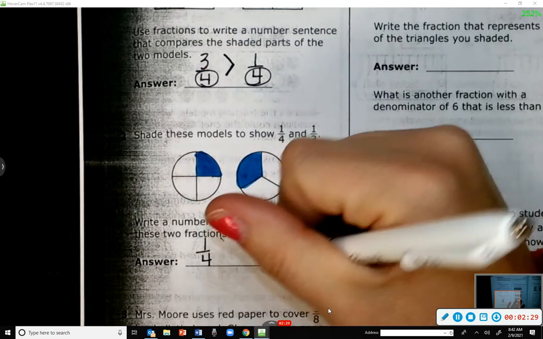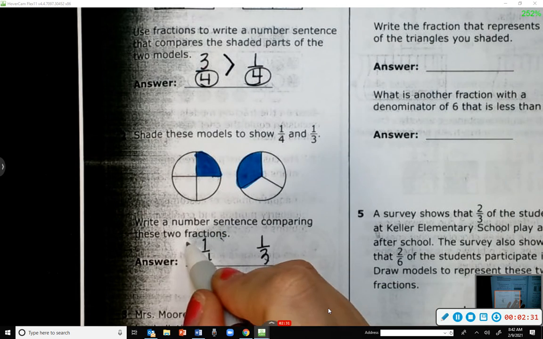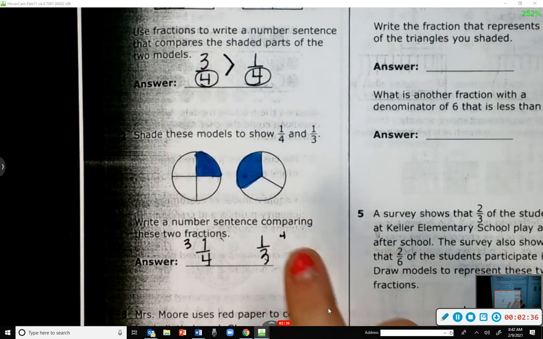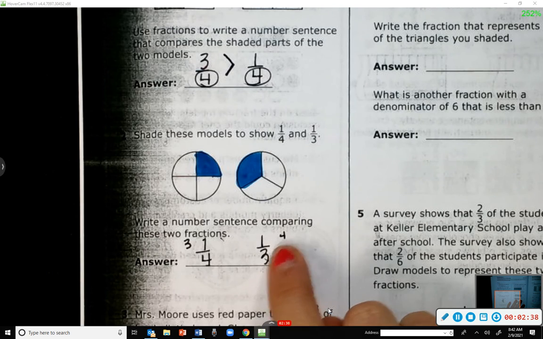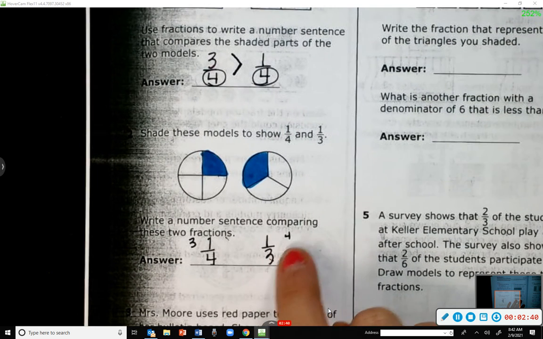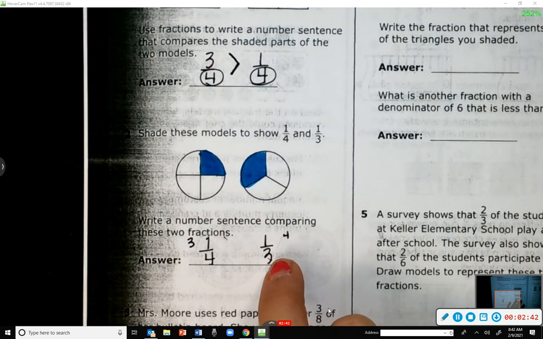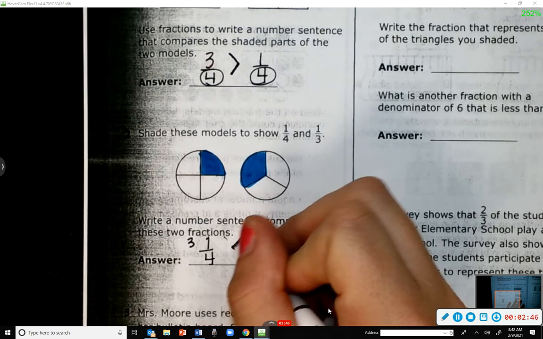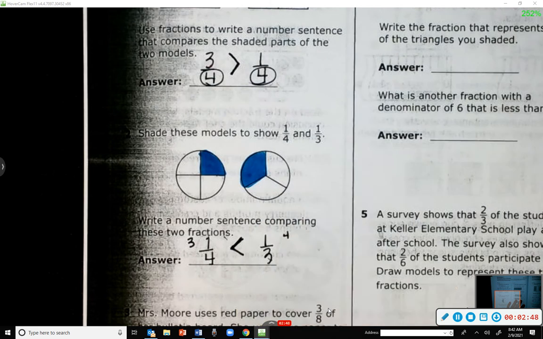Cross multiply. 3 times 1 is 3. 4 times 1 is 4. This number is bigger, so that means the fraction on this side is going to be bigger. Okay, so that's just our little backup trick if we can't tell. Cross multiply.